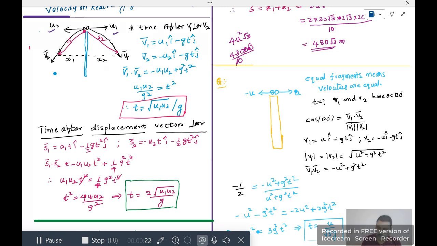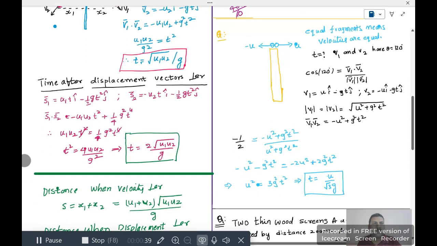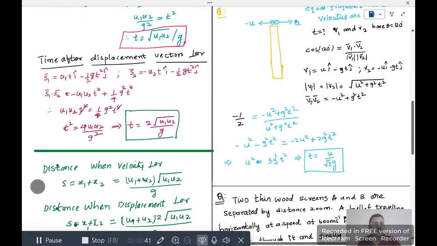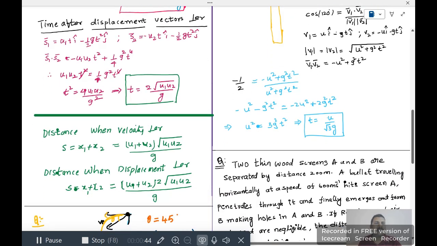Now there are four scenarios you have to study. First, the time after which v1 is perpendicular to v2. Next, the time after which the displacement vectors are perpendicular. Next, the distance when velocities are perpendicular. Next, the distance between those two particles when displacements are perpendicular. These four scenarios you have to study, and I will explain them now.